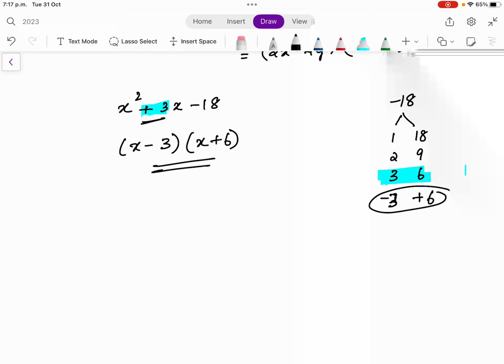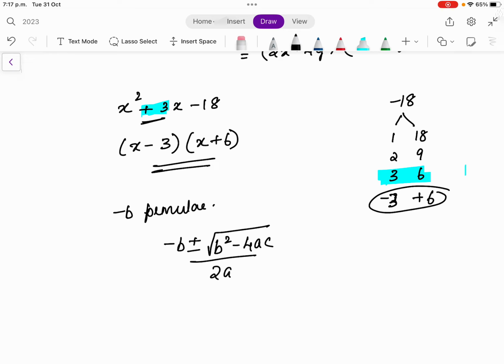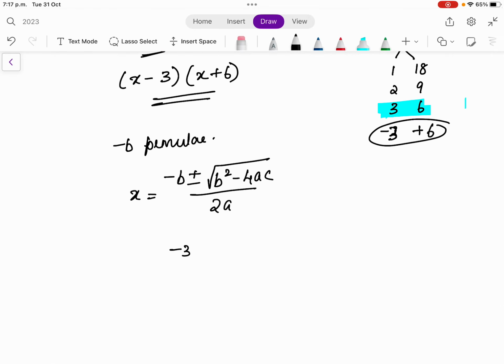Or you can use the minus b formula, which is in the formula book. Minus b plus or minus square root of b square minus 4ac, all over 2a. So you find the values of x using the minus b formula. For example, if you get the values as minus 3 and 2, the factors will be x plus 3 and x minus 2. You have to remember to change the sign, because in the minus b formula what you are finding is the values of x. So when you write it as factors, you have to reverse the sign.